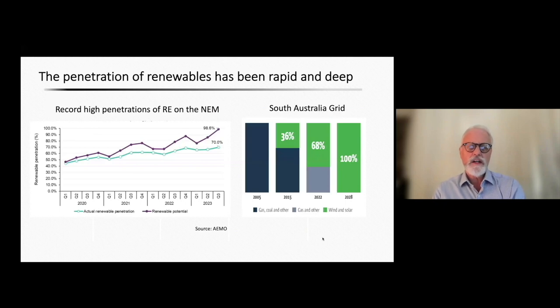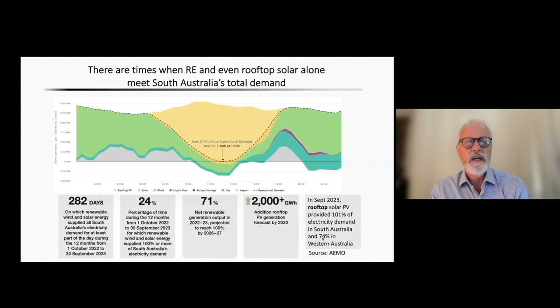So the penetration has been very significant in the NEM, the National Electricity Market, and very rapidly over the last few years. So you can see, in principle, renewables could supply up to 98% of electricity demand at peak. In practice, that has reached a peak of about 70% at specific times. And then you can see in South Australia, which is the lead, how quickly that transformation has been. Renewables taking up an increasing share, 2022, up to 68% of total electricity produced, and aiming by 2028 to be 100%. And some of you would have seen this chart.